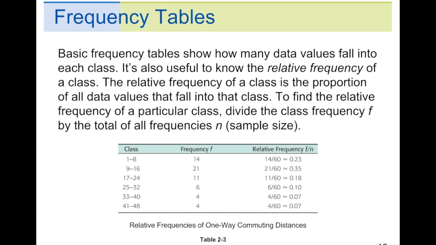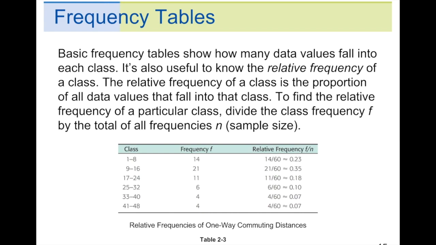Basic frequency tables show how many data values fall into each class. It's also useful to know the relative frequency of a class. The relative frequency of a class is the proportion of all the data values that fall into that class. To find the relative frequency of a particular class, divide the class frequency f by the total of all frequencies n, which is the sample size.